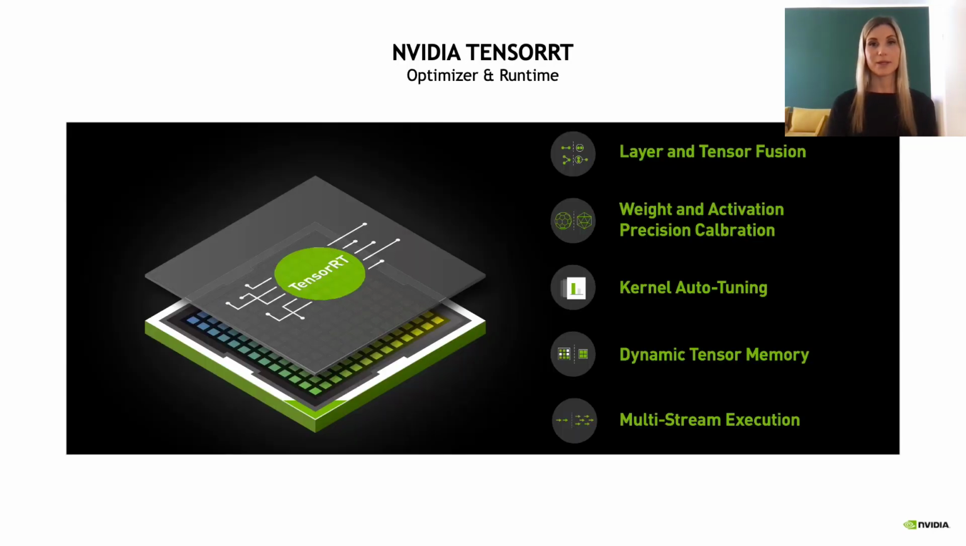As I also already mentioned, Tau Toolkit models are fully compatible with NVIDIA TensorRT. TensorRT is our optimizing compiler and runtime. And underneath it includes a set of optimization techniques like layer and tensor fusion, weight and activation precision calibration, kernel auto-tuning, dynamic tensor memory, and multi-stream execution.